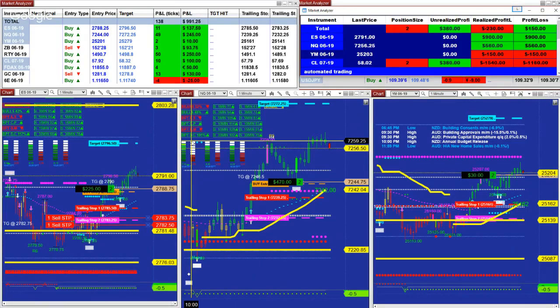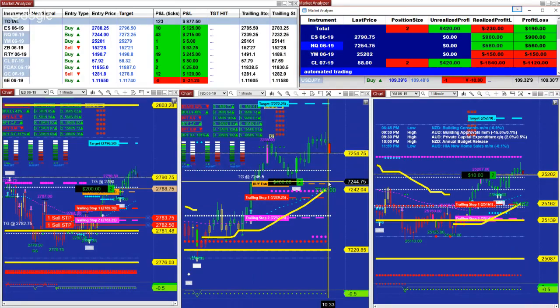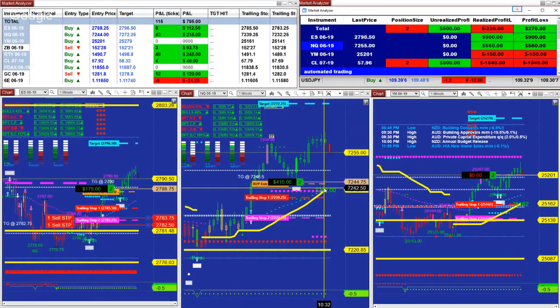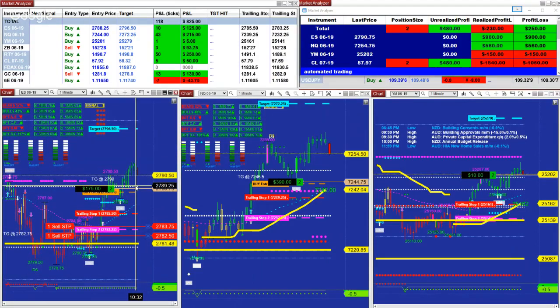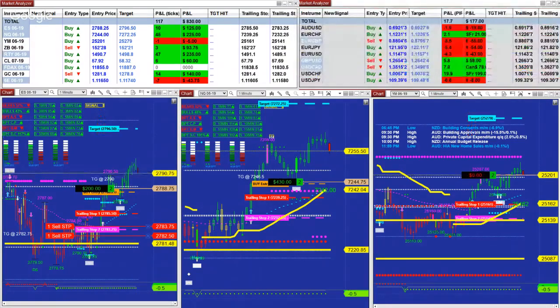Okay, guys, there is a pullback. Expect a pullback. The first pullback is at the 49 level, and then if you want to re-enter the Nasdaq, you can re-enter at 4250. For the ES here, the pullback is coming to the 27.89.25. There is a pullback. There is no short trade, so be careful with that.